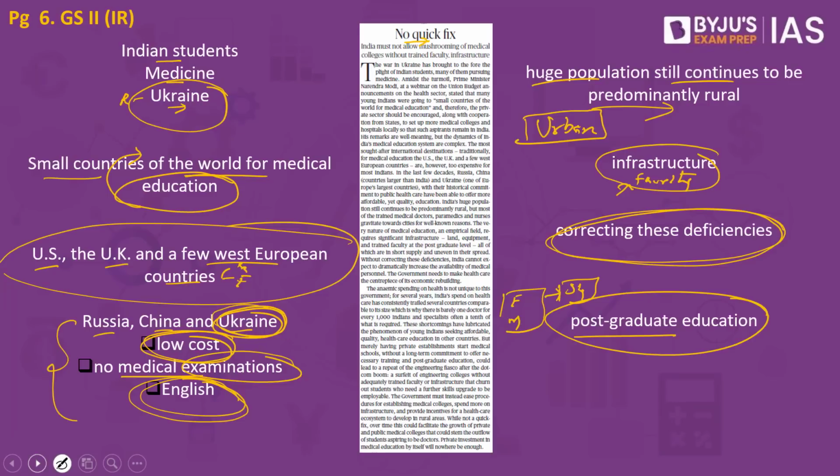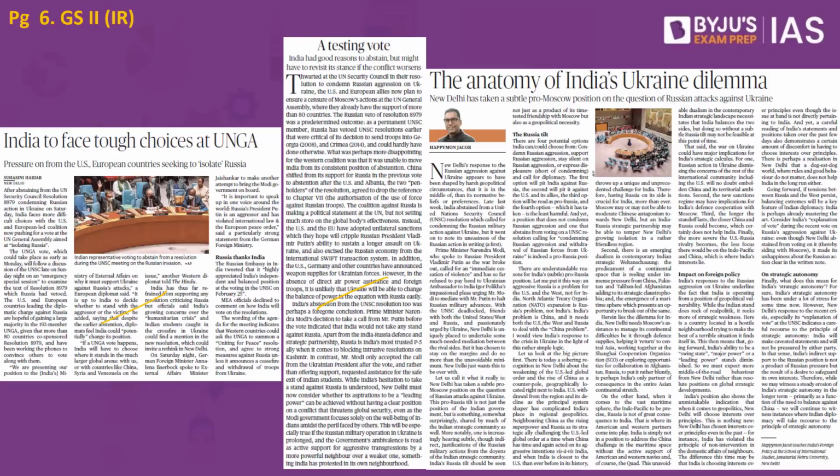Now let's look into the next article. There are about 3 articles in The Hindu. These 3 articles speak about India's position with respect to the Russia and Ukraine crisis. Let us try and understand what this article is all about.